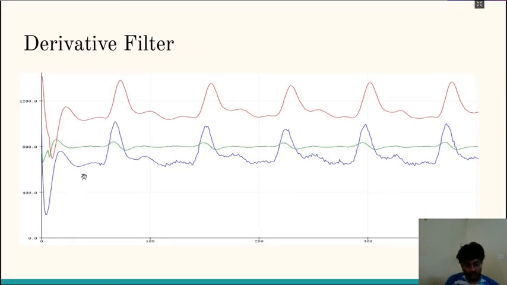Here we can see the original signal with high frequency and low frequency components. After the moving average filter, the high frequency components are decreased, and after passing through the derivative filter, we get the emphasis. The green layer is the derivative filter of the moving average filter of the original data.